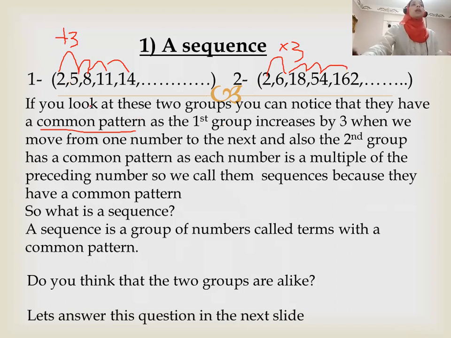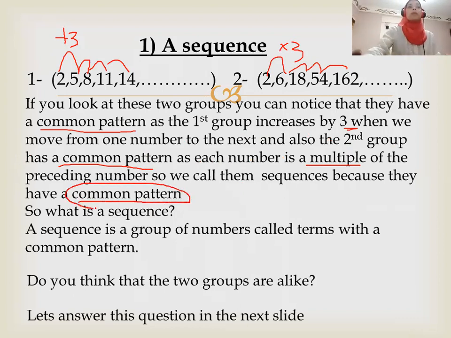So this group has a common pattern, as the first group increases by 3 when we move from one number to the next. Also the second group has a common pattern, as each number is a multiple of the preceding one. So we call them sequences. Why? Because they have what? Right, they have a common pattern. So what is the meaning of a sequence?